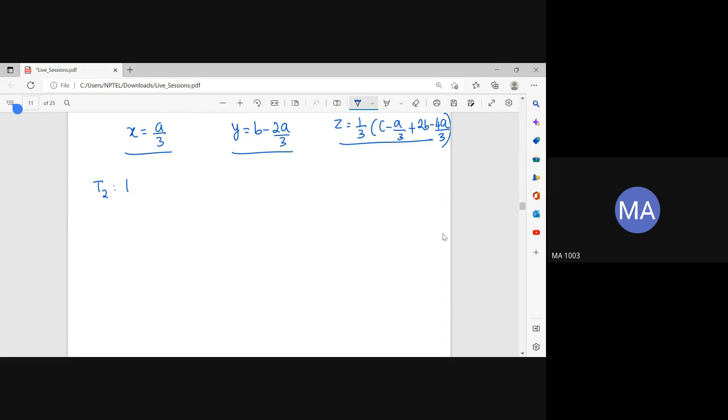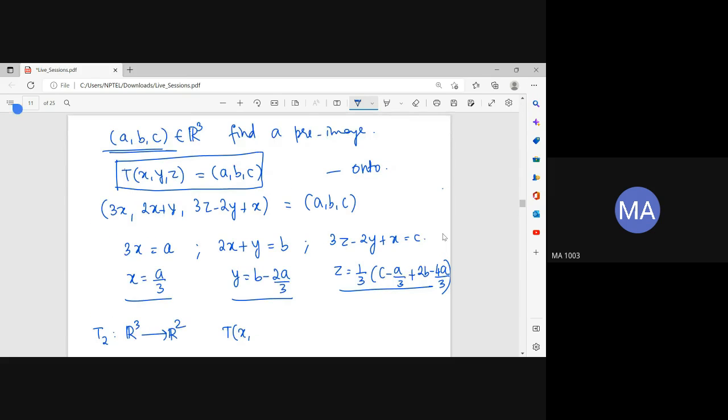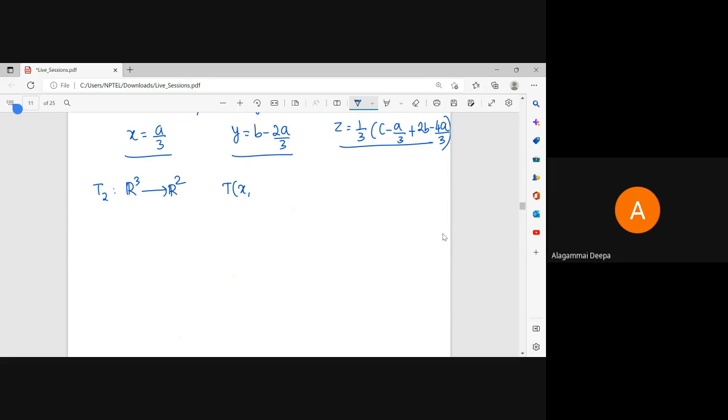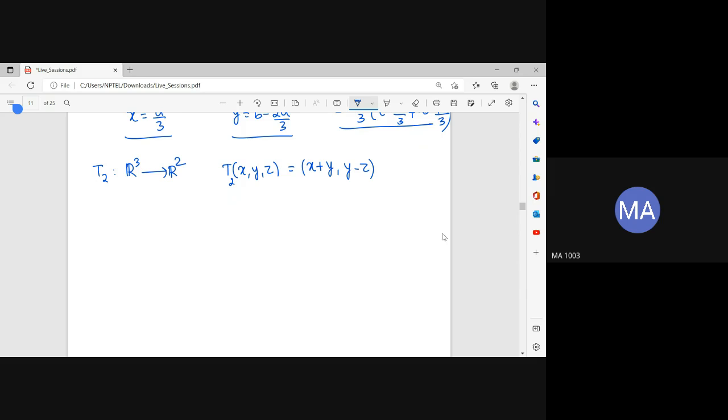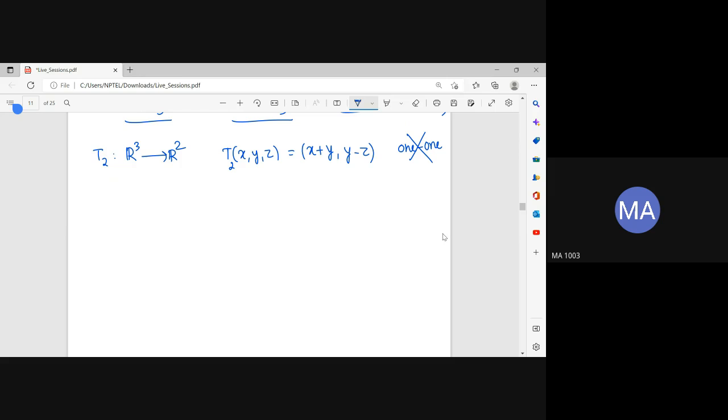So T2 was from R3 to R2. This is the earlier map that we discussed. So T1, we already showed it is 1 to 1, right? Yes, ma'am. And now it is onto also. T2 of x comma y comma z is equal to x plus y comma y minus z. Now, is this map onto? Is what I want to check. We showed that this is not 1 to 1. Now I want to check if this is onto. What will I do?